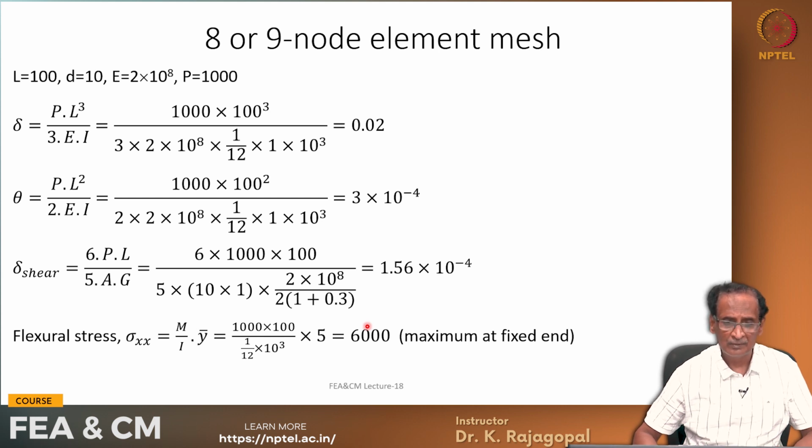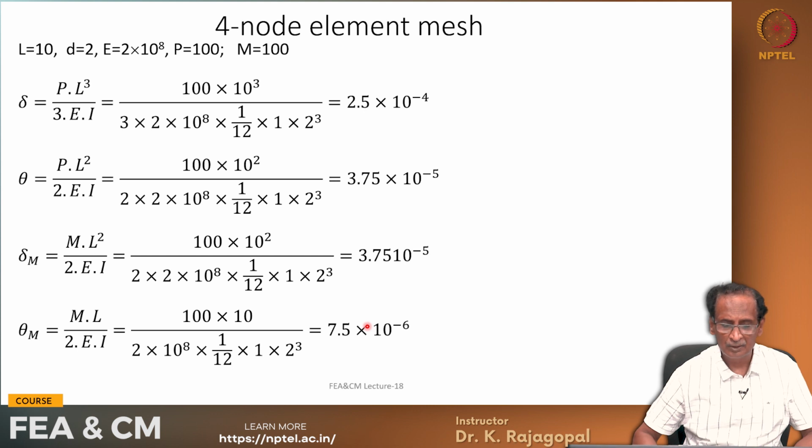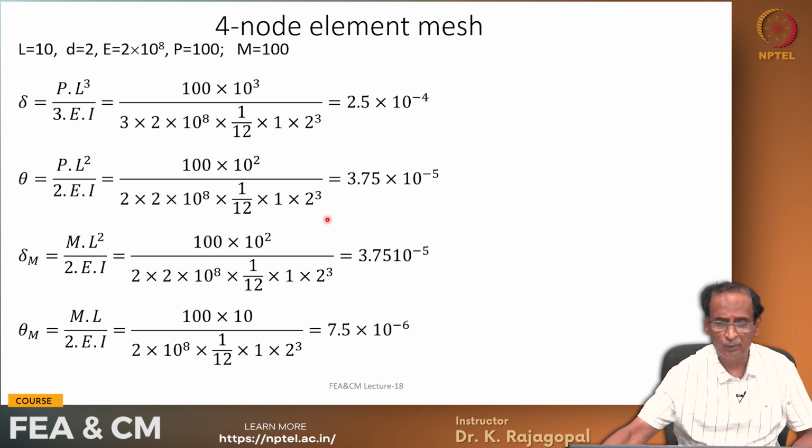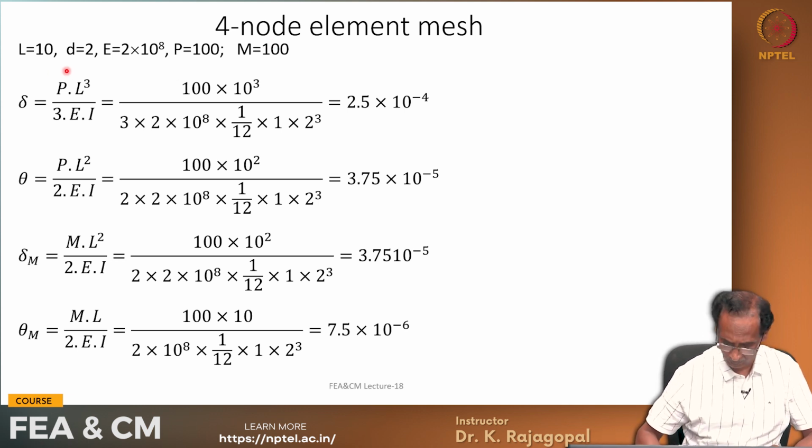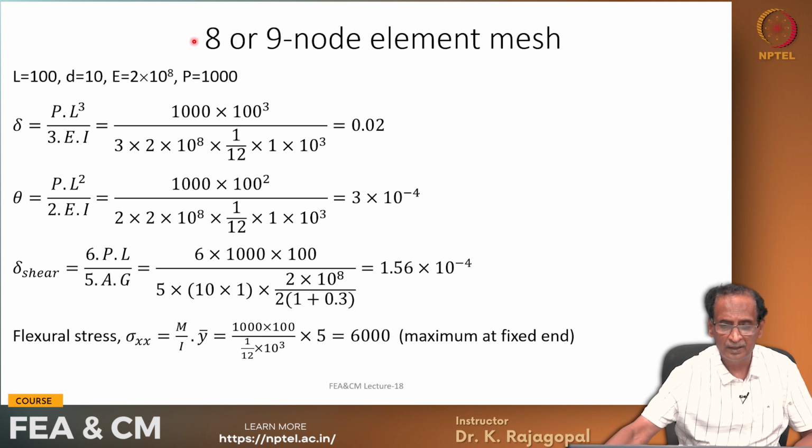And actually there are two different geometries considered for a 4-node element mesh. These are the geometric parameters, length is 10 and d is 2, and for 8 and 9 node elements the length is 100 and the depth is 10.